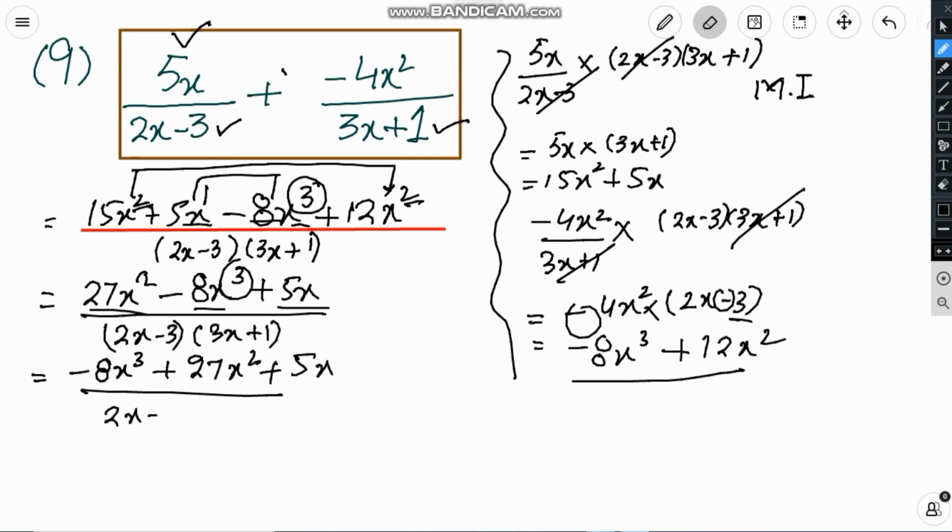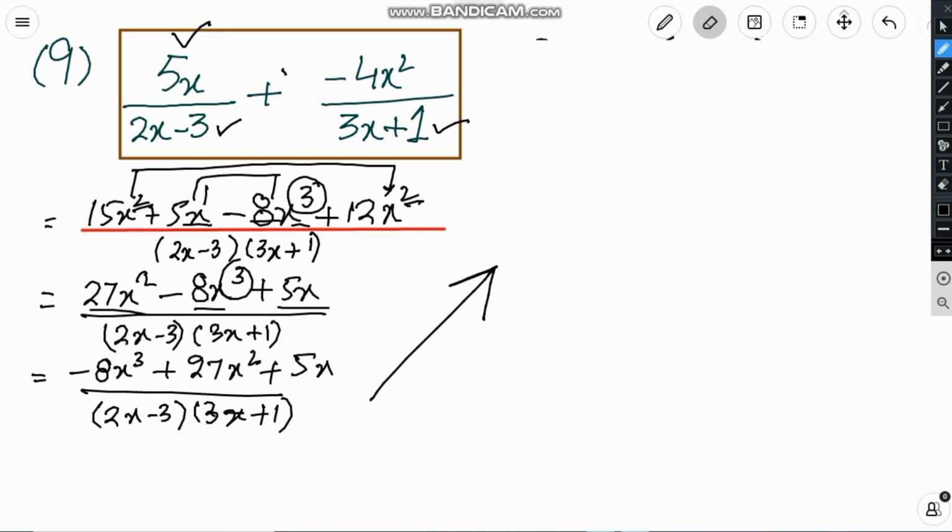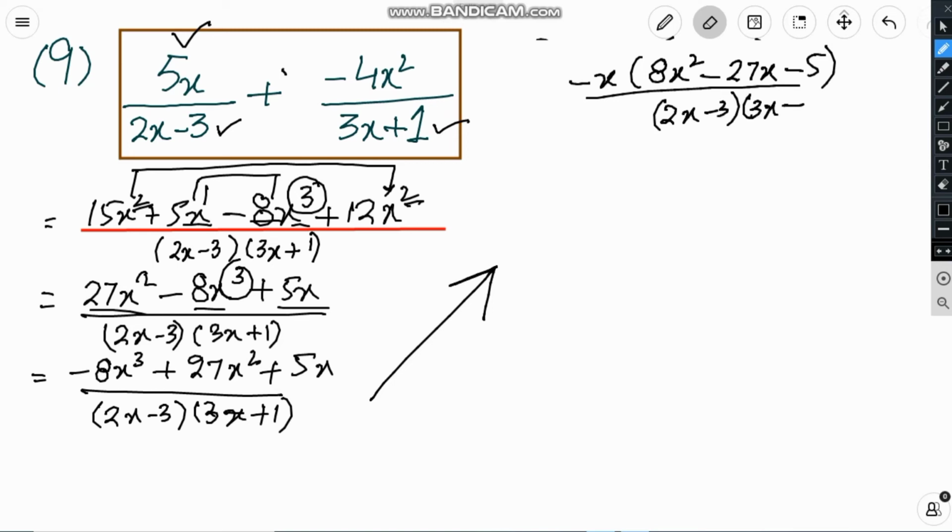As you can see, x is common in these three terms in the numerator. Okay, so from the numerator just take minus x common. So what remains here? 8x square minus 27x minus 5 over 2x minus 3 into 3x plus 1. Now as you can see in the numerator, it becomes a second degree equation. You can factorize it. Have a look, whether you can factorize it or not.